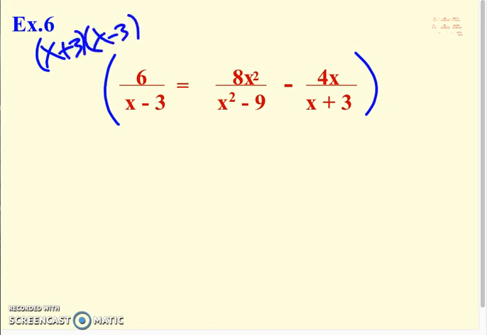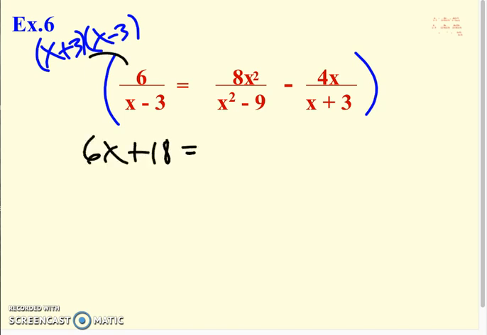And also, to cut out some work as you do this, simplify as you go. What I mean by that is multiply and cancel as you go. So in the first round here, the x minus 3's would cancel. You'd have 6 times x plus 3, that's 6x plus 18.